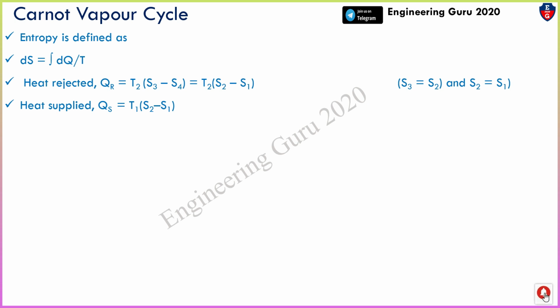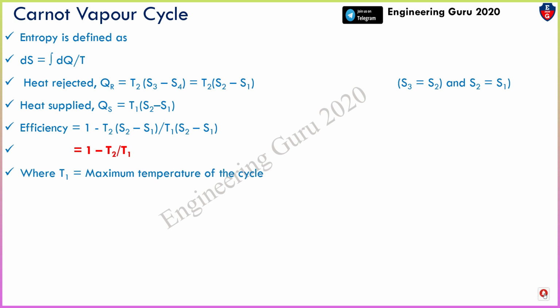So remember this thing: heat is supplied in the boiler during process 1-2 and heat is rejected in the condenser during process 3-4. Efficiency equal to 1 minus T2 (S2 minus S1) divided by T1 into (S2 minus S1). So you can write 1 minus T2 divided by T1, where T1 equals the maximum temperature of the cycle and T2 equals the minimum temperature of the cycle.